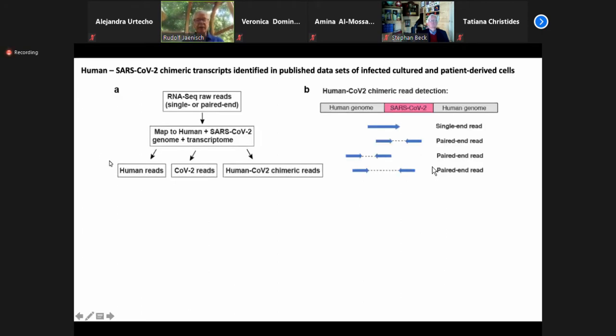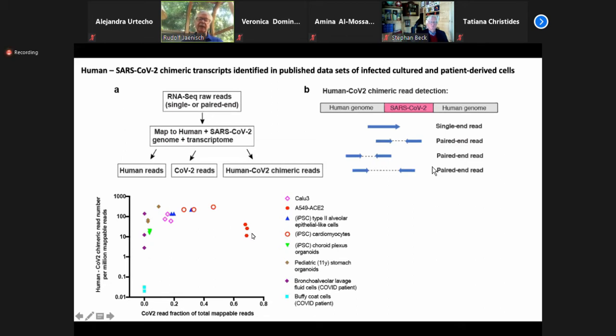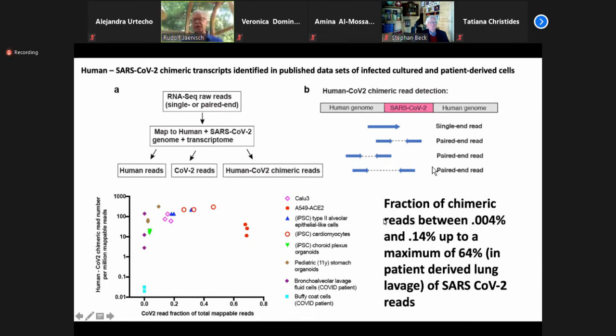To confirm, we looked in published data for any chimeric reads between virus and cellular RNA, just analyzing these data. And we did find chimeric reads in many of these cells, and particularly in some patient samples, very high. So it's plotted as the total fraction of mappable reads against the chimeric ones. And the conclusion was there was a fraction of chimeric reads between 0.04 and 0.14%, but up to a maximum of 64%. I will come back to this in some patient-derived lung lavage. So keep this in mind.